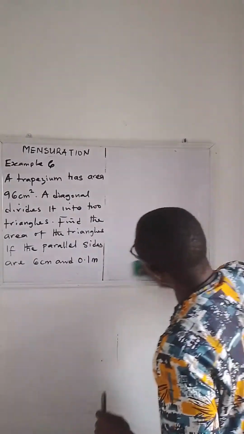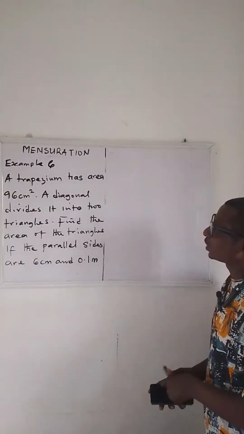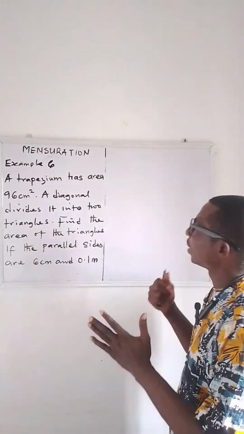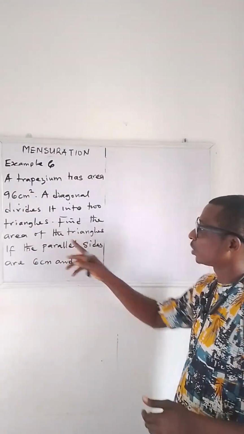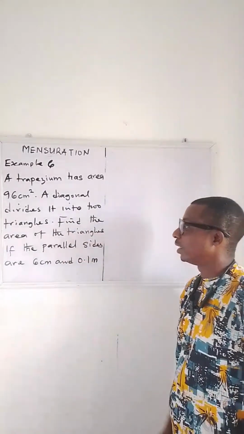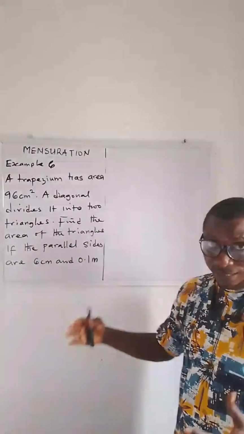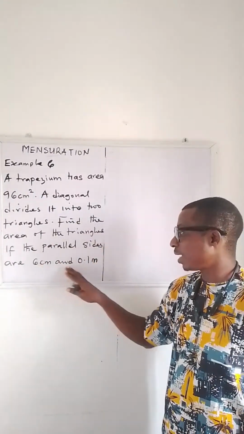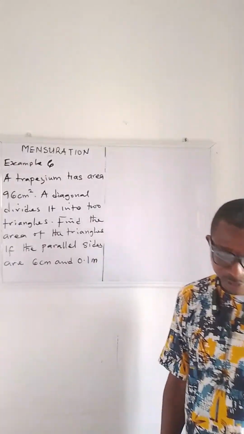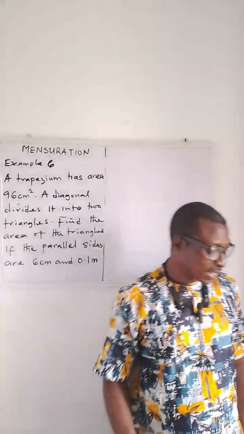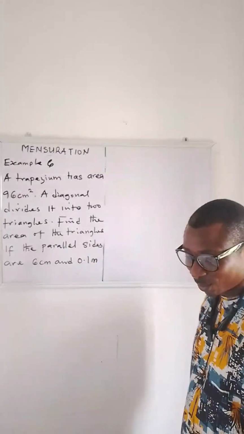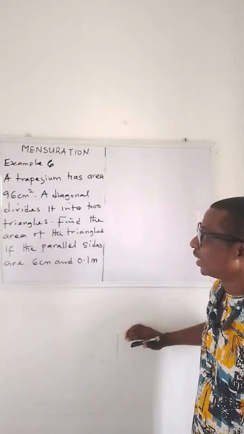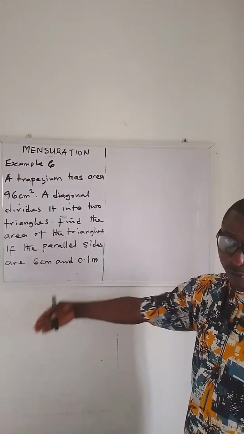Okay, now let's look at this question. A trapezium has area 96 centimeters square. A diagonal divides it into two triangles. Find the area of the triangles. We want to get the area of the triangles, if the parallel sides are 6 centimeters and 0.1 meters. Okay, so can we try that question? Probably maybe in 1 minute or thereabout. Let's see what we can do. So let us try this. It's similar to what we just did now.